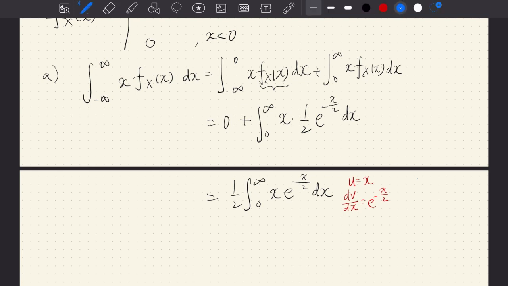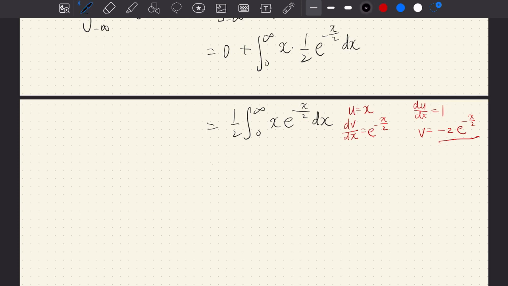So we discard that choice and use the first one. Under this choice, du/dx is equal to 1, and v is negative 2 e^(-x/2). You can verify this by differentiating this term, and you get back our original dv/dx.